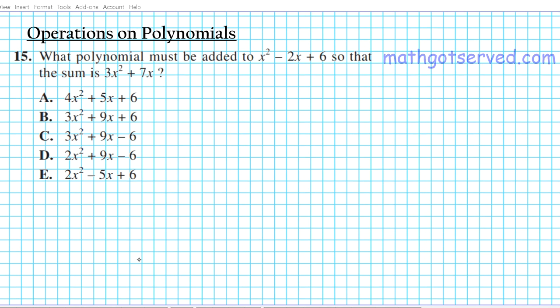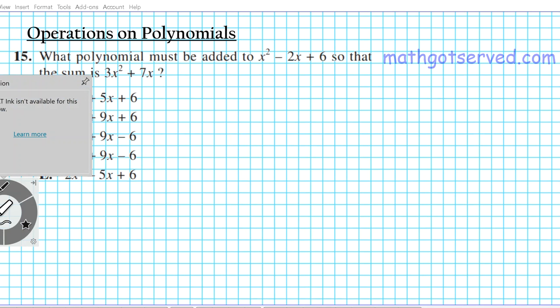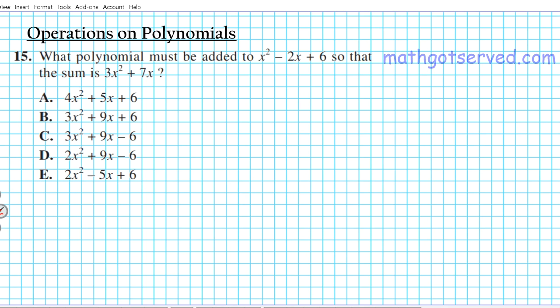All right, let's take a look at question number 15. Question number 15 is assessing your ability to carry out calculations involving operations on polynomials. Okay, can you add, subtract, multiply, divide polynomials? That's what we're looking at in this particular problem. Question 15 reads, what polynomial must be added to x squared minus 2x plus 6 so that the sum is 3x squared plus 7x? All right, so what we're going to be doing is setting up a polynomial equation involving an unknown polynomial and isolating what that unknown polynomial is.